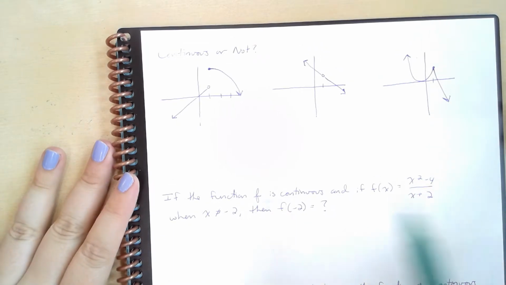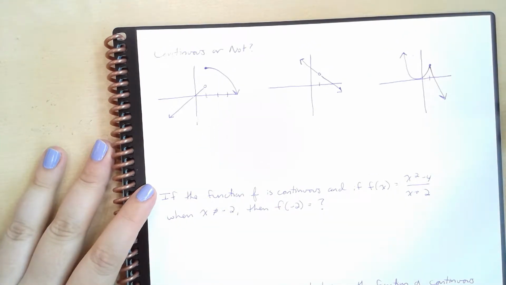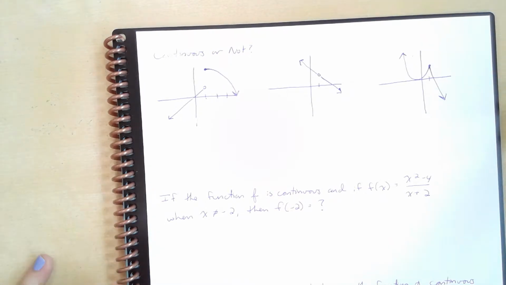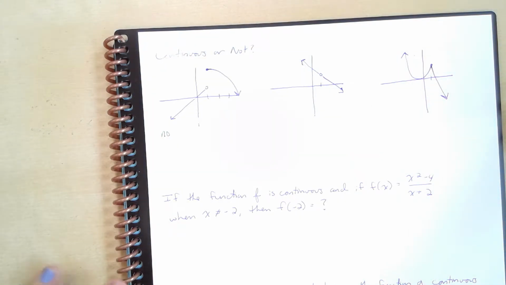Tell me, is this continuous or not? Yes or no? Take a moment and think about that. Pause. Come up with your answer. If you said no, you are correct. It's a jump discontinuity, but let's actually prove that. So let's use those 3 steps that we talked about.